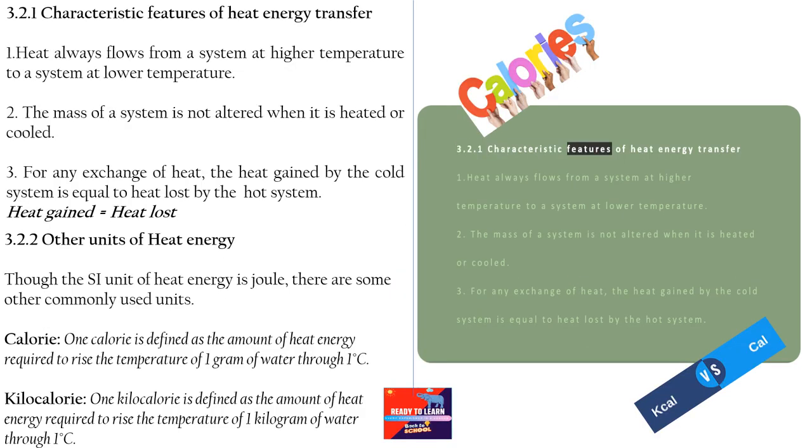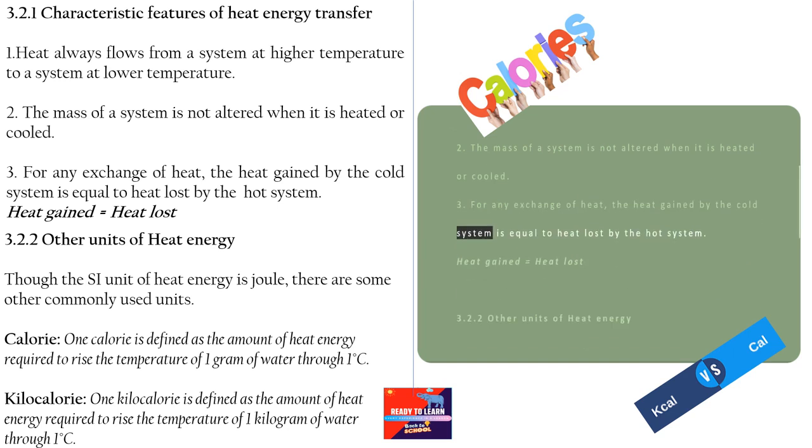3.2.1 Characteristic features of heat energy transfer. 1. Heat always flows from a system at higher temperature to a system at lower temperature. 2. The mass of a system is not altered when it is heated or cooled. 3. For any exchange of heat, the heat gained by the cold system is equal to the heat lost by the hot system. Heat gained equals heat lost.